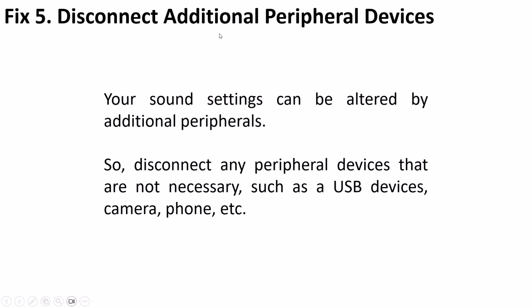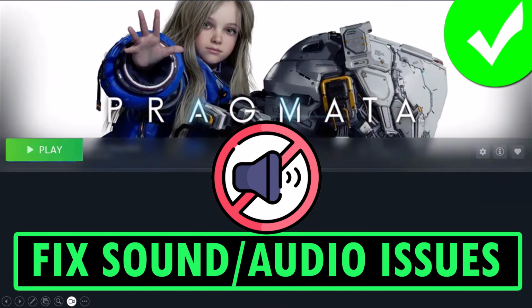Fix 5 is to disconnect additional peripheral devices. Your sound settings can be altered by additional peripherals. So disconnect any such peripheral devices that are not necessary, such as USB devices, camera, phone, etc. and then check. So by following these fixes, you can easily solve sound or audio issues in the game PRAGMATA.